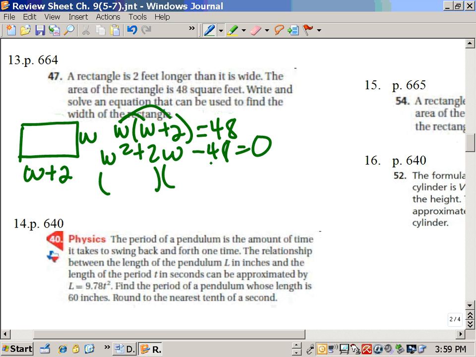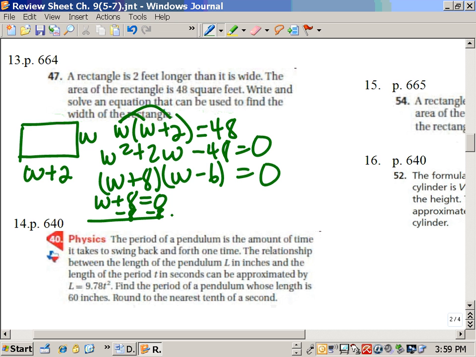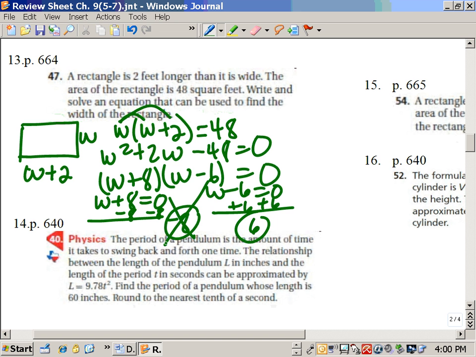Now I need to factor: two numbers that multiply to give me 48 and add to give me 2 would be 8 and 6. I want the 2 to be positive, so I'm filling in a plus 8. Now I need to solve each one. W plus 8 equals 0. When I subtract 8 from both sides, I get negative 8. W minus 6 equals 0. Add 6 to both sides, and I get 6. Since we're talking about the length and width of a rectangle, I'm not going to be able to use the negative 8. I have to use the 6.